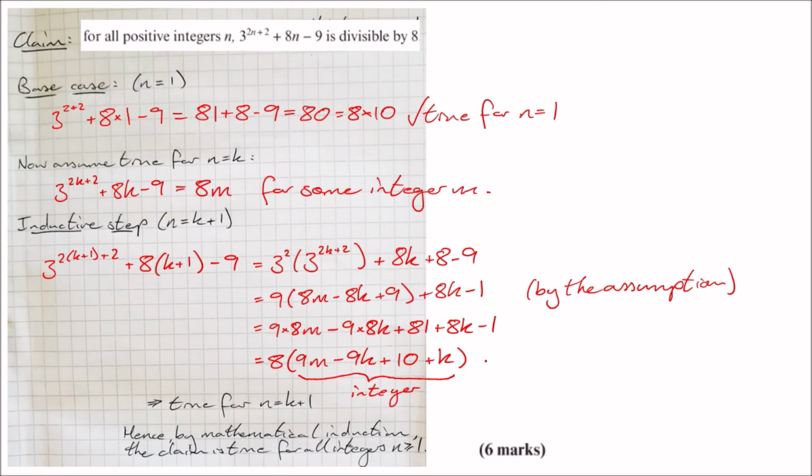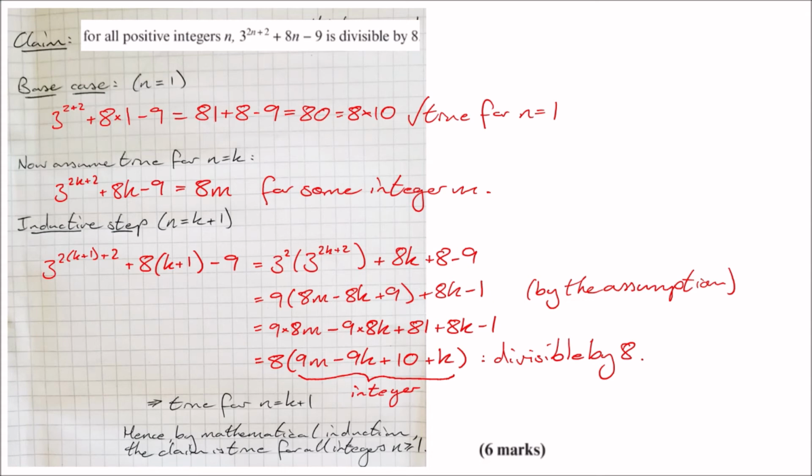There we go. So I'm definitely going to write that. I'm going to write divisible by 8. Hence, true for k plus 1. We've shown it for k plus 1. It's divisible by 8. Hence, by induction, the claim is true for all integers. And we're done. My logic there follows through perfectly. I've got the assumption and I've got a conclusion. Hopefully, if you did it yourself, yours looks very much like that.